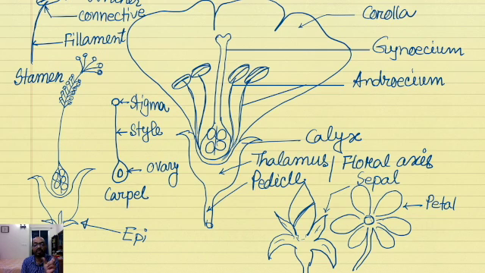But thalamus is the swollen part of the flower. It holds all the whorls of a flower. For this reason, this part of the flower is known as thalamus. So thalamus and pedicel combined form the floral axis. There are some flowers that do not contain a pedicel, such as tuberose. They are directly connected with the peduncle or stalk of the flower. That is why they are known as non-pedicellated flowers, where the pedicel is absent.